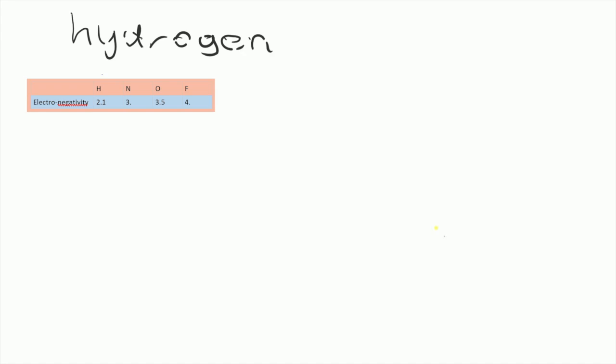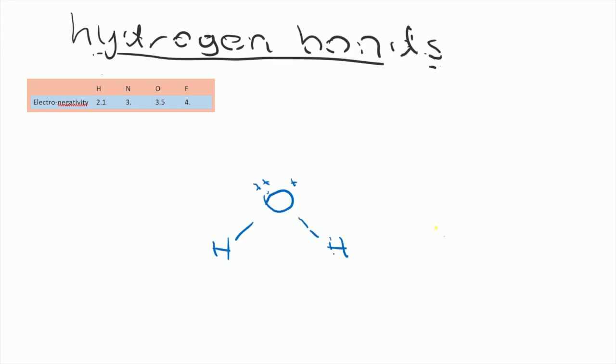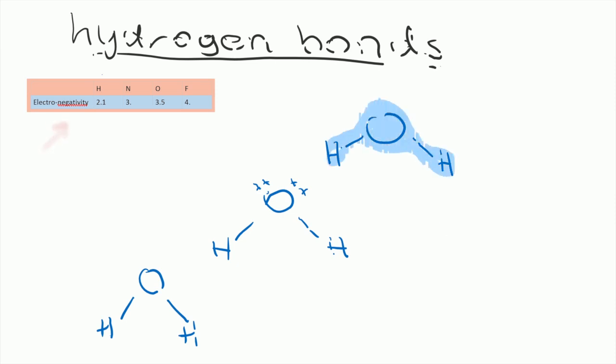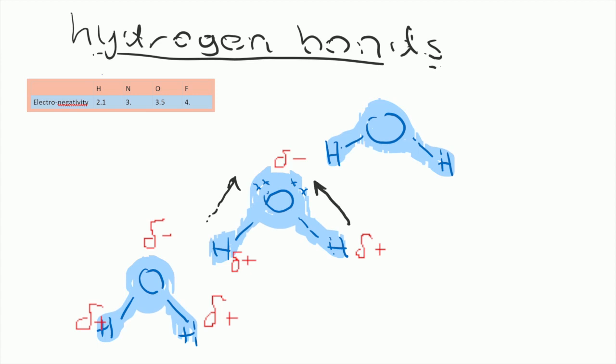A hydrogen bond occurs between a hydrogen atom and an oxygen, nitrogen, or fluorine atom. In these cases, the electronegativity is very different between the hydrogen and the other atom, so the electrons will be pulled very close to the oxygen atom. The positive dipole is attracted to the negative dipole, creating this bond.